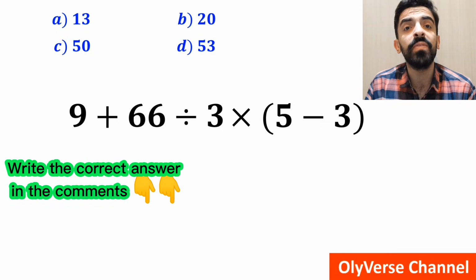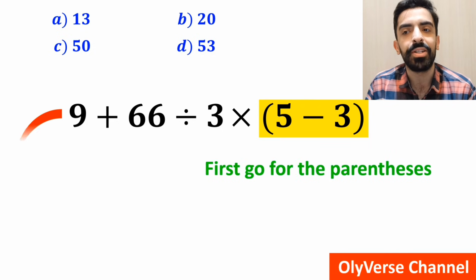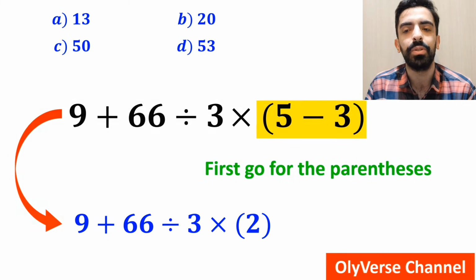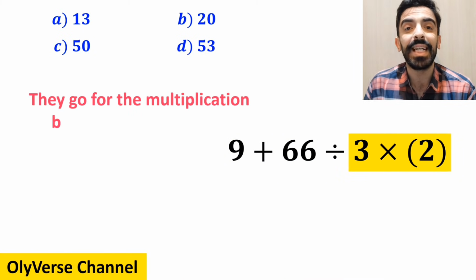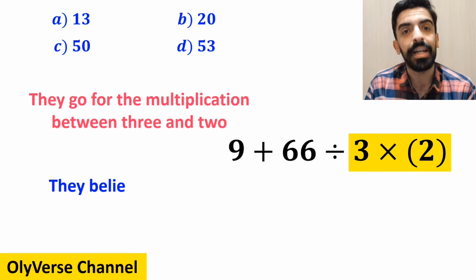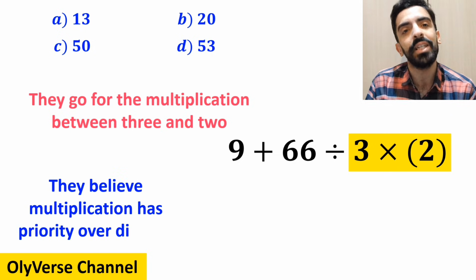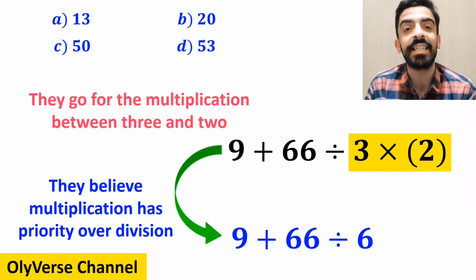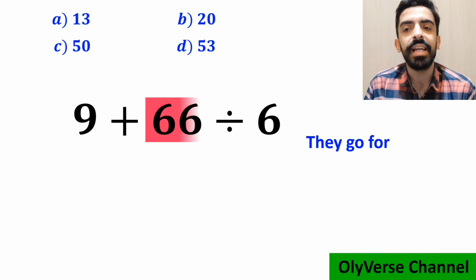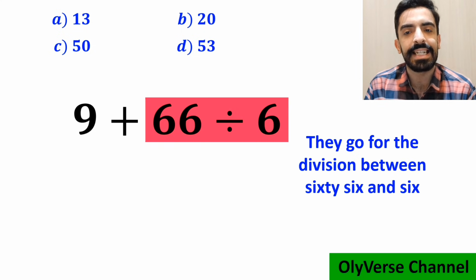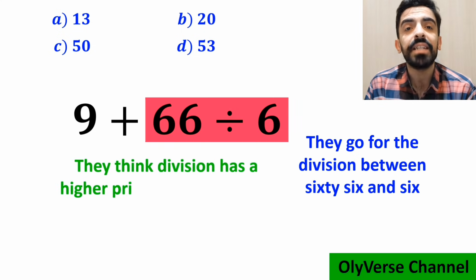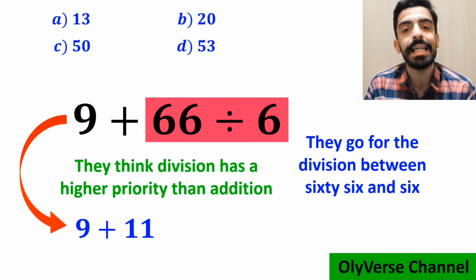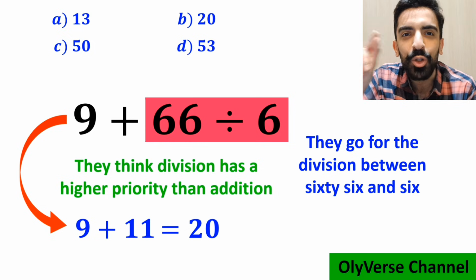Also, some other people when solving this question first go for the parentheses and write this expression as 9 plus 66 divided by 3 times 2. And the next step, they go for the multiplication between 3 and 2 because they believe multiplication has priority over division. So, this expression simplifies to 9 plus 66 divided by 6. Then, they go for the division between 66 and 6 because they think division has a higher priority than addition. And they rewrite this expression as 9 plus 11, which ultimately gives them the answer 20.